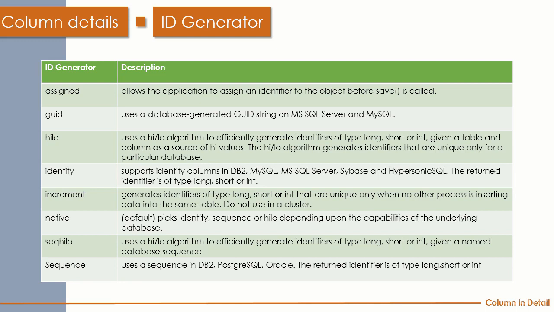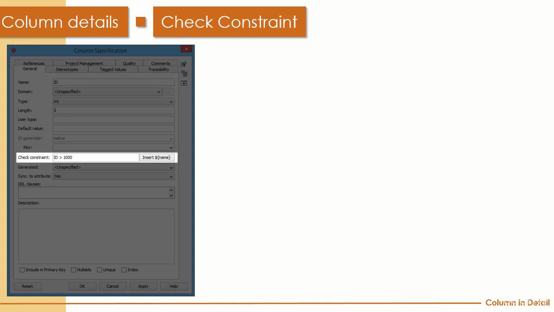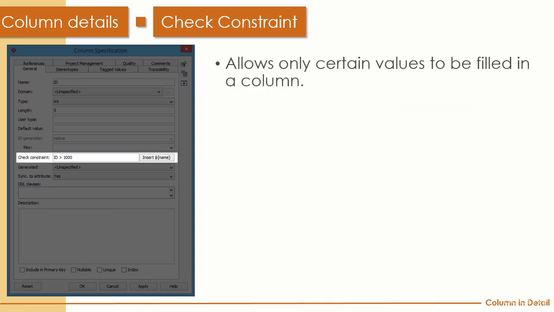And also the sequence in Oracle, DB2 and PostgreSQL, we can define the sequence to generate the ID. It's similar to the native generation, but you can define the range and the generation strategy for different loading and different usage of your database. After that is the check constraints. It allows certain values to be filled into the column. It's used when you generate the database and you insert the data.